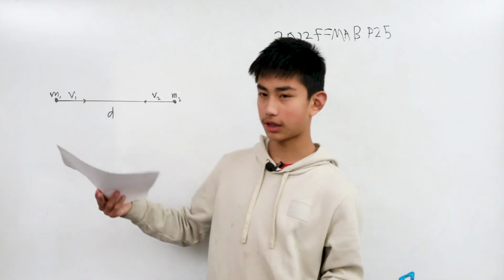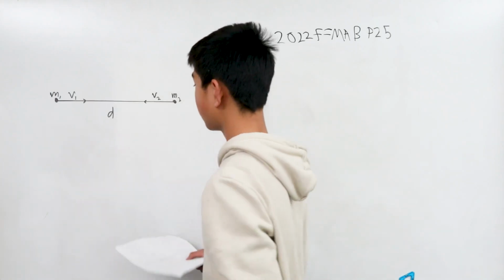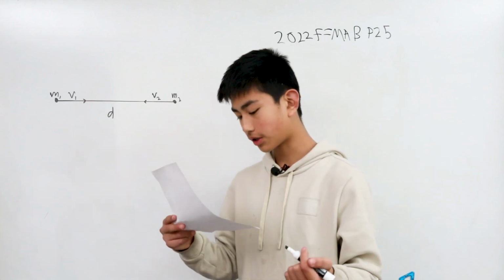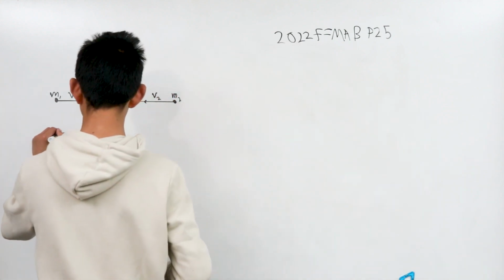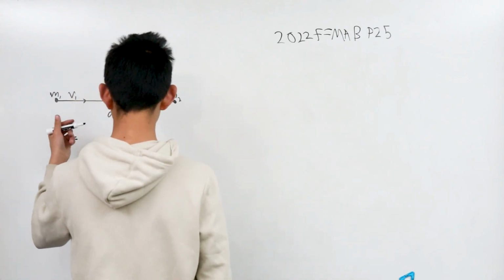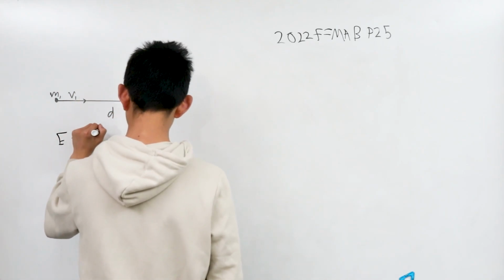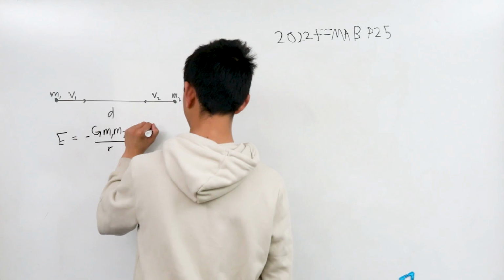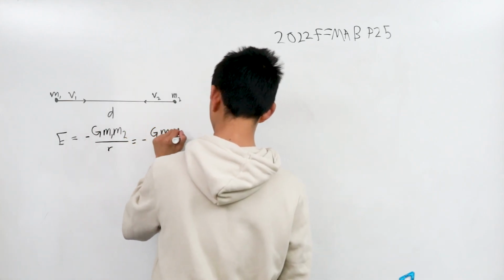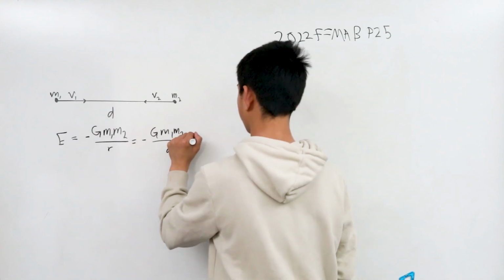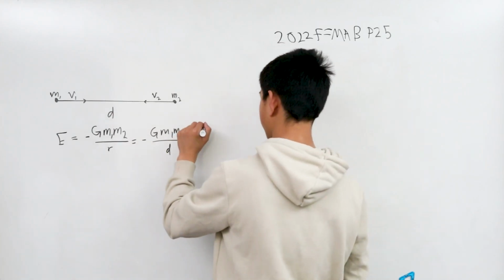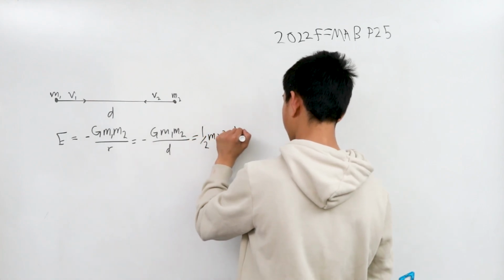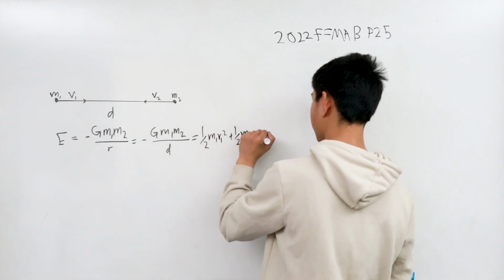So we have this rough equation where d is the distance between them. And what we can do is set equations equal to each other by energy. The gravitational energy at this point is negative G times mass 1 mass 2 over R, which is equal to negative G mass 1 mass 2 over D, plus the sum of the energies, which is 1/2 mass 1 V1 squared plus 1/2 mass 2 V2 squared.